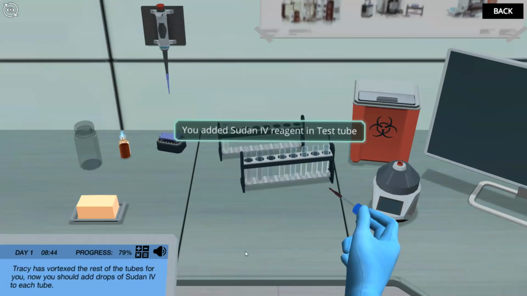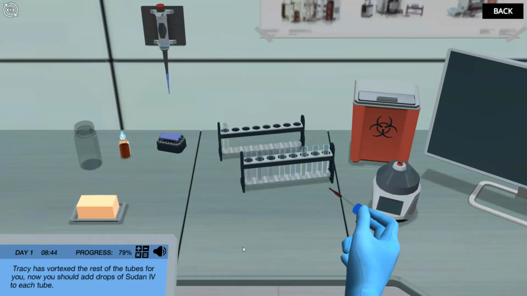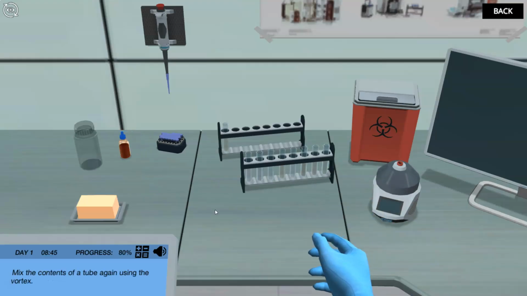In a real lab, you have to repeat this for every tube. Luckily, Tracy will help you out with this. Put the dropper back into the bottle. Mix the contents of a tube again using the vortex. Place the tube back on the rack when the vortex is done.